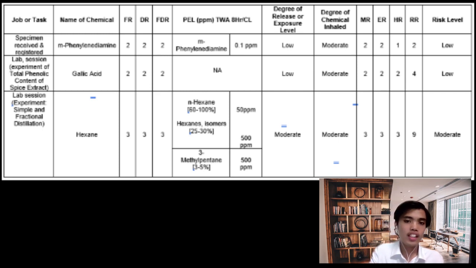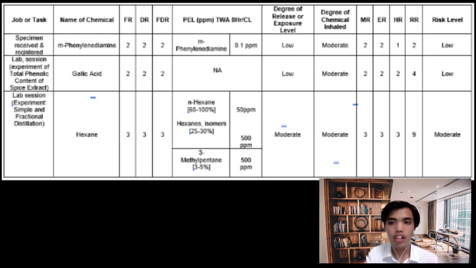For the last job or task is lab station, experiment simple and fractional distillation. The name of chemical is hexane. The FR, DR, and FDR is in level 3. The PEL actually have 3, and hexane is 50 ppm. For the hexane isomer is 500 ppm, and the last one 3-methylpentane with 500 ppm.